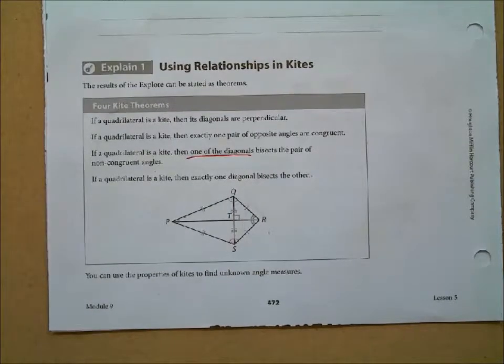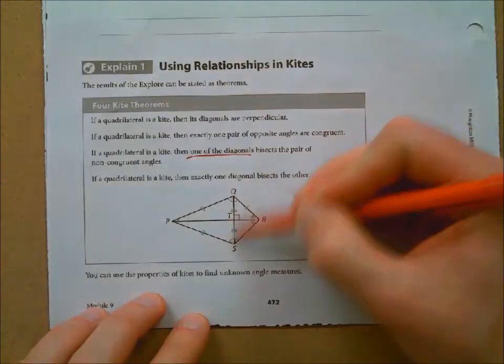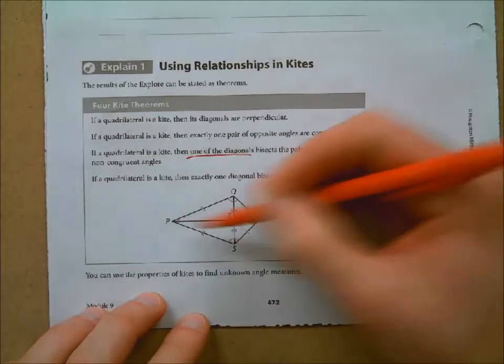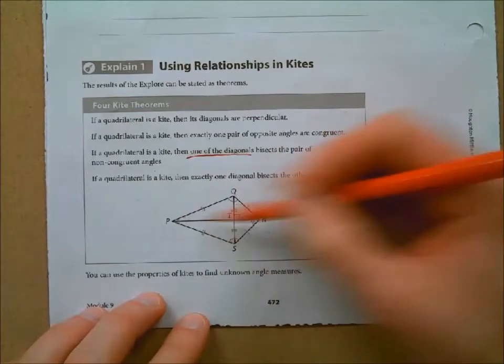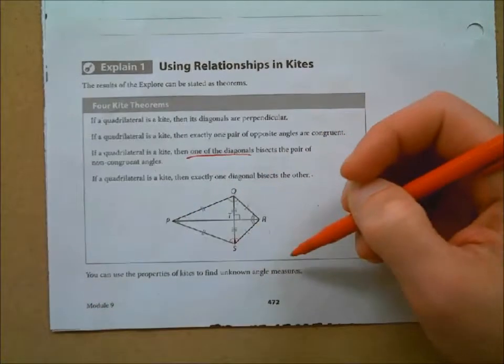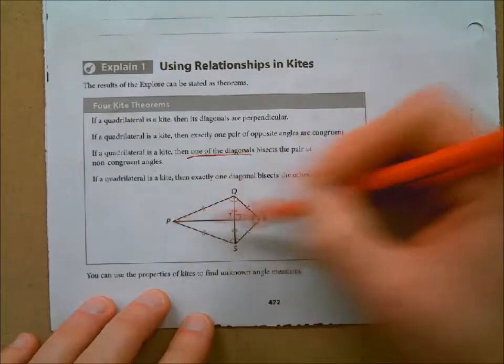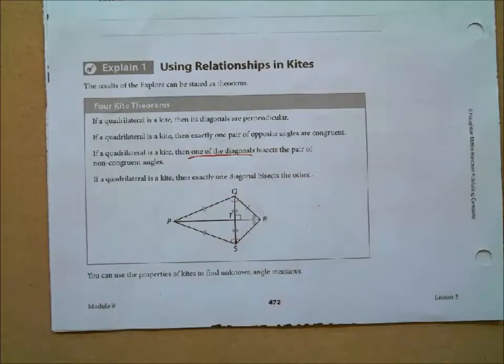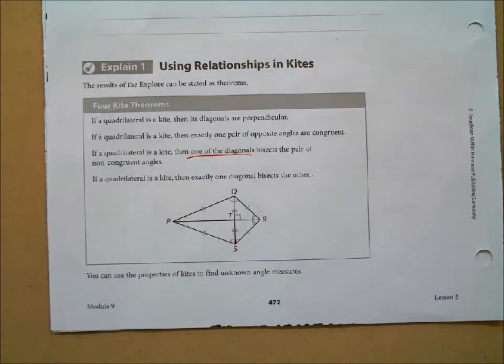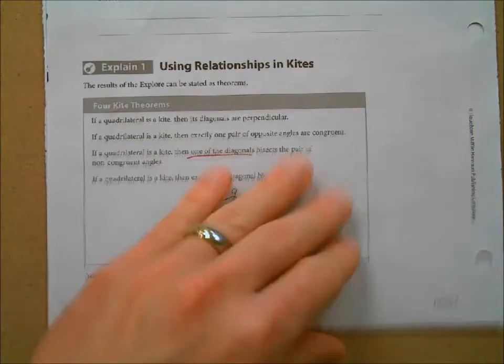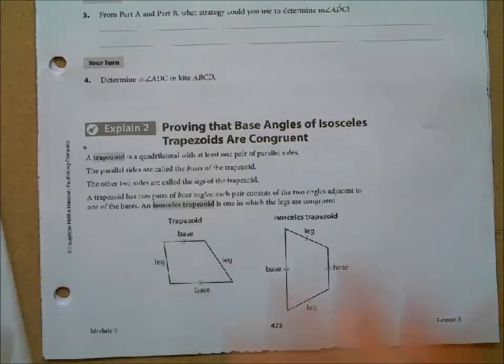And if a quadrilateral is a kite, one diagonal bisects the other. Notice here, QS is bisected by PR. But is the reverse true? Is PR bisected by QS? No, very clearly not. PR is not cut in half here. It's up here. So we can use all those properties to help us find unknown measures.